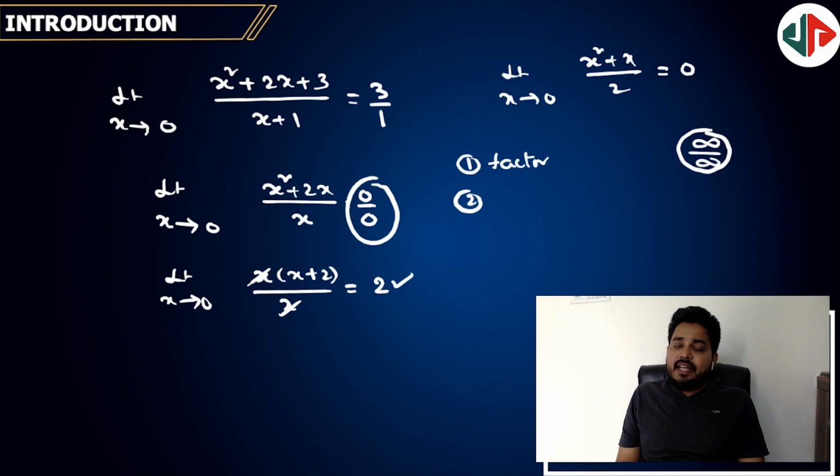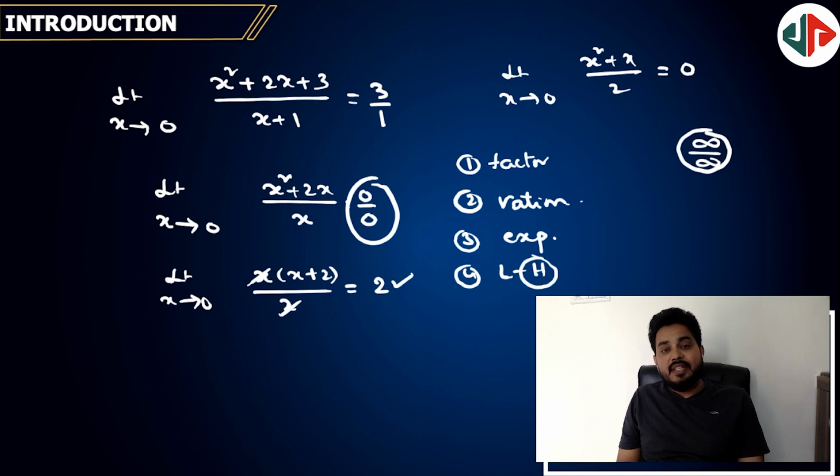Next one is rationalization, depending on the problem. Third one is expansion. Fourth one is the best method for most of the competitive exams, that is the L'Hospital rule.